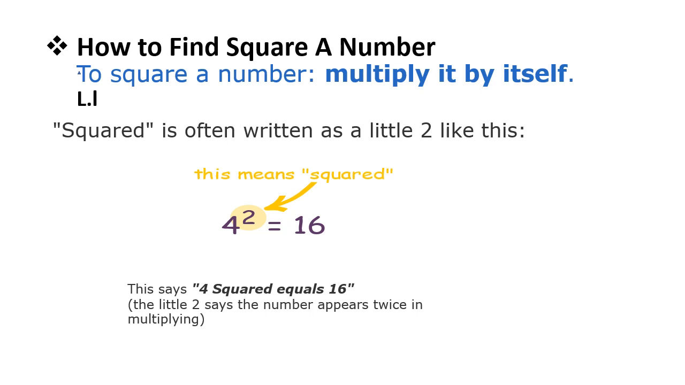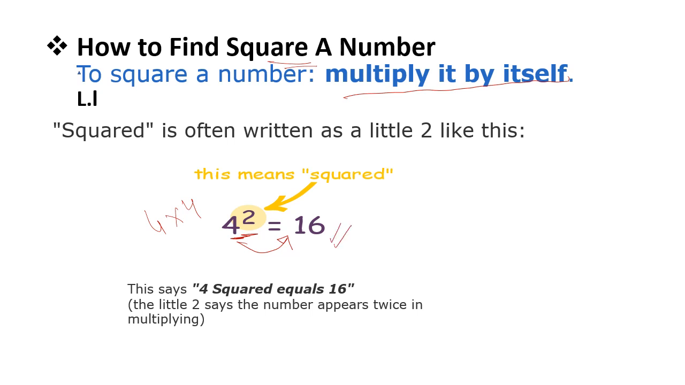By now, we know how to find the square of a given number. To find the perfect square of a given number, we multiply it by itself. For example, if I have to find the square of 4, then I have to multiply it by itself. Then 4 into 4 will be equal to 16.